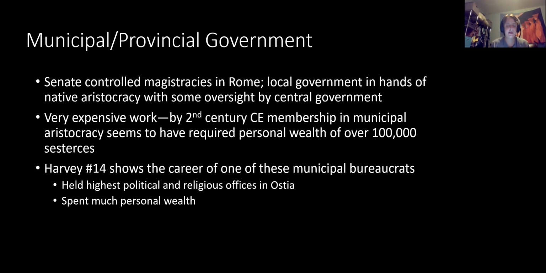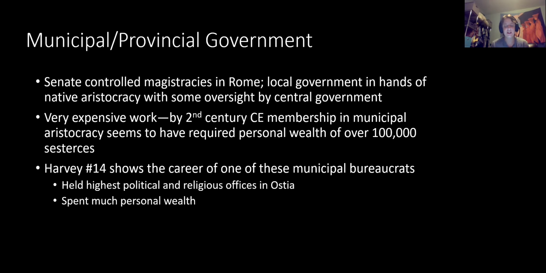As Rome expanded, many new cities and provinces came under its control. While each city and province was under Rome's control, it also had its own government. The local government was filled with members of the local aristocracy, and usually left to their own devices unless they needed help from Rome. This was very expensive work, and by the 2nd century CE, the aristocracy needed to have a personal wealth of over 100,000 sesterces in order to be able to properly run their local government.